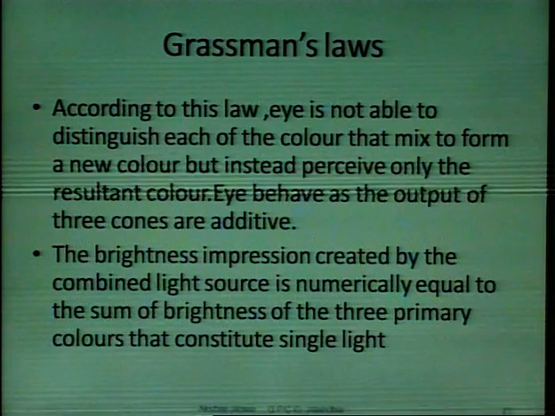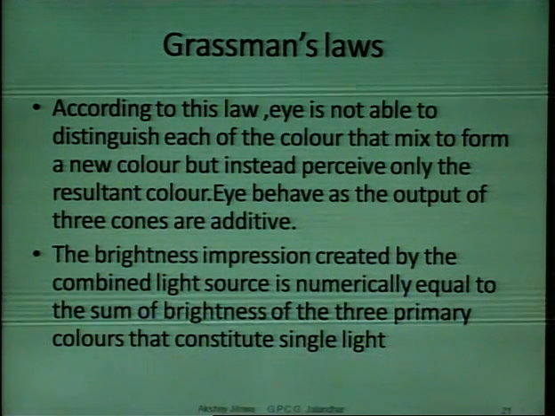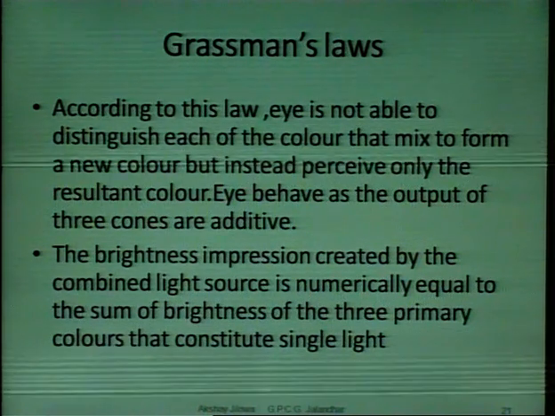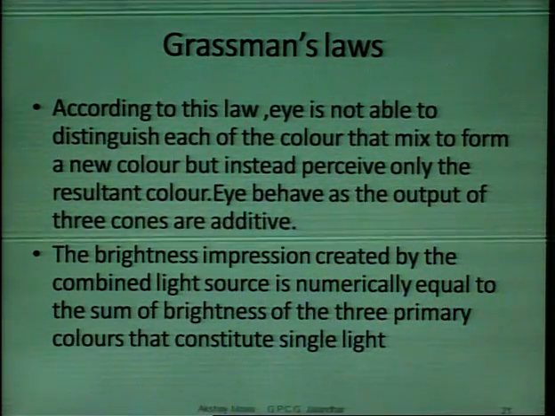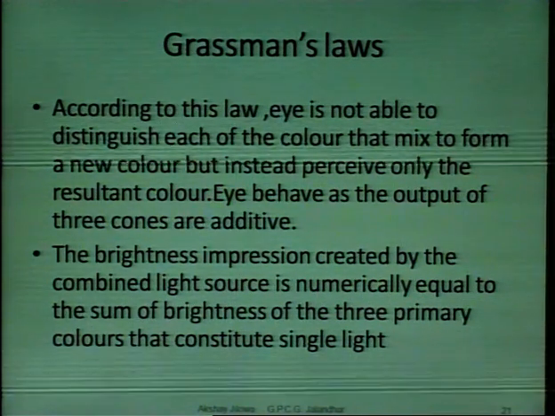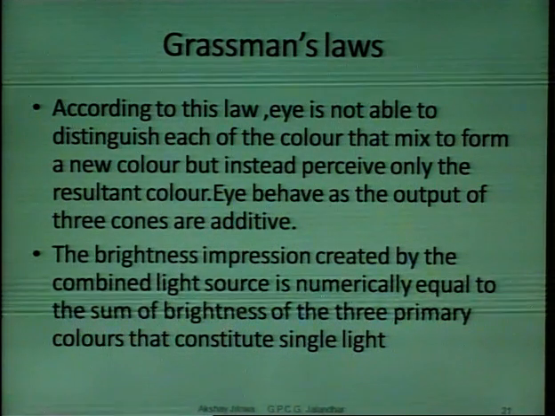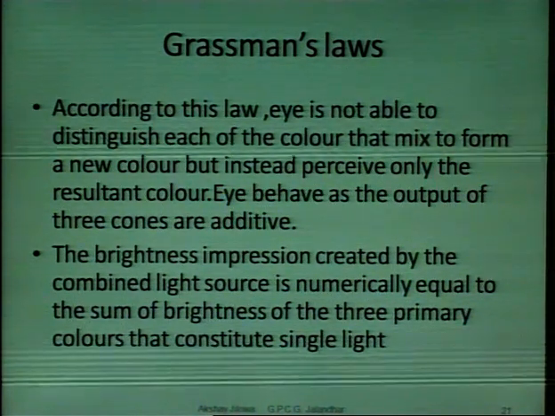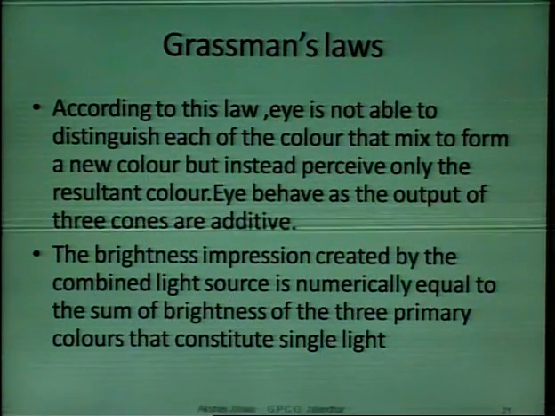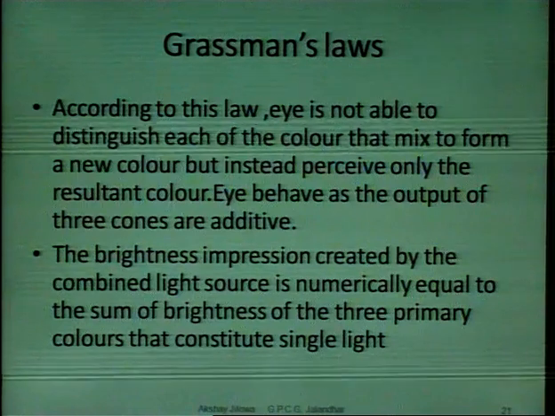So, when two or more primary colors are mixed, the proportion in which they have been mixed will result in the formation of the resultant color, but at the same time the brightness of the resultant color will also be equal to the numerical sum of the brightnesses of the primary colors individually taken. So, this is Grassmann's law.